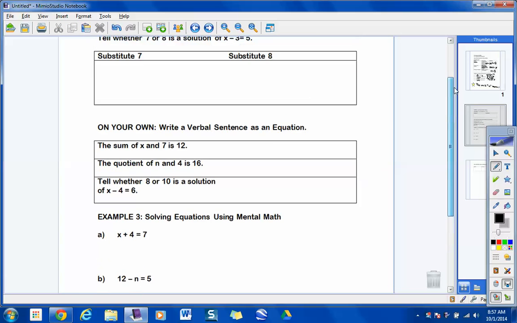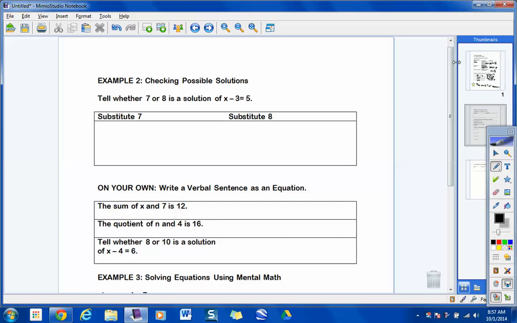Guys, example 2 says checking possible solutions. In this example right here, it says, you know what? We need to tell whether 7 or 8 is a solution of x minus 3 equals 5. Okay? So in each case, the equation is x minus 3 equals 5. Or as I would read this to myself, we don't know what x is right off the bat, do we? But this is what it says. Some number minus 3 is what? 5. Okay, some number minus 3 is 5.